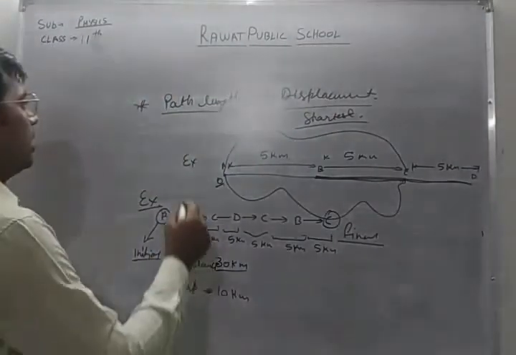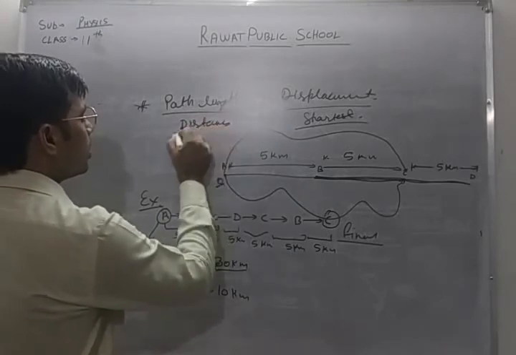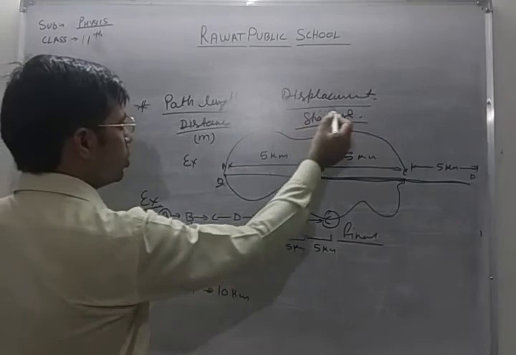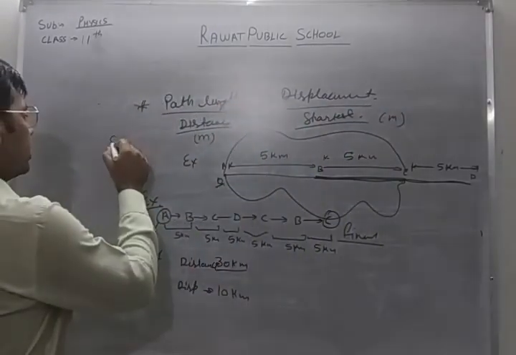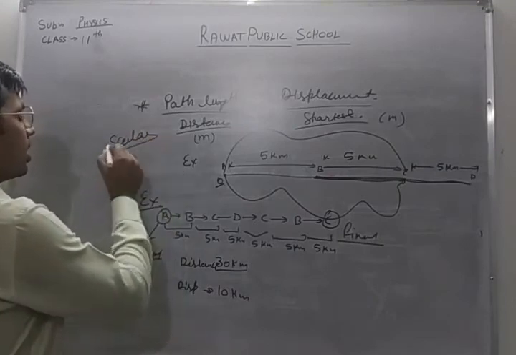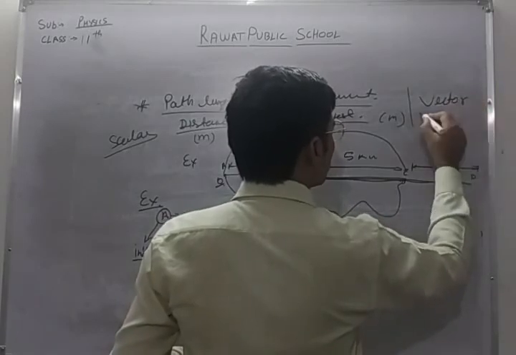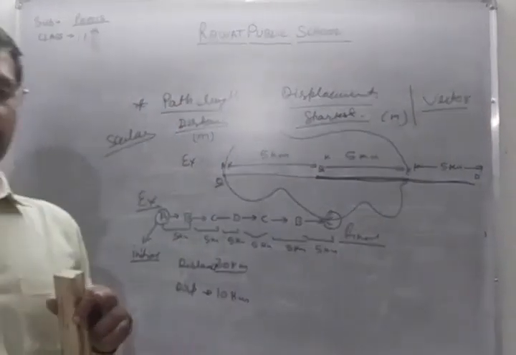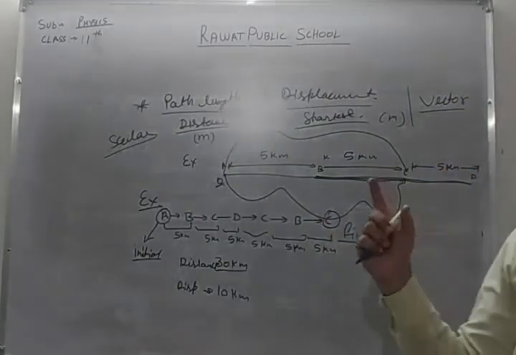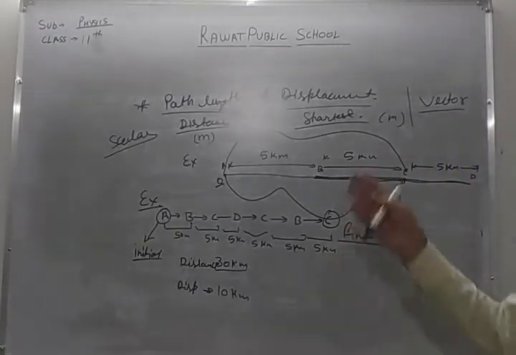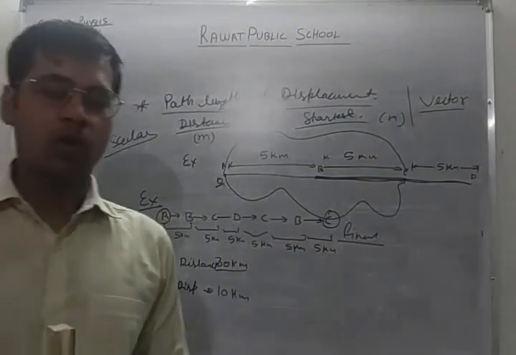One more thing: the actual path length we can call distance. The unit of distance is meter, the unit of displacement is also meter, but distance is a scalar quantity and displacement is a vector quantity. Scalar quantities can be 0 or positive, and vector quantities can be negative, 0 or positive. So I hope it is clear about distance and displacement, scalar and vectors. Okay, thank you very much.